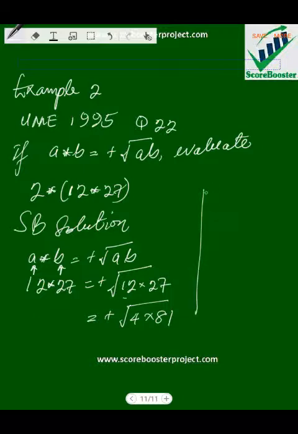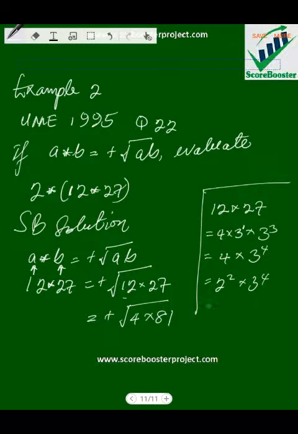Now, the problem some people will be having here is simplification of this. Remember, JAMB calculators are not allowed, so you need to use your knowledge of surds here. And what you are going to get here is plus, and this will be square root of 4 times 81. How do you go about that? You know that 12 times 27 is the same as 4 times 3 times 27, and 27 is 3 raised to power 3. So this will be 4 times 3 raised to power 4, which is 2 raised to power 2 times 3 raised to power 4.